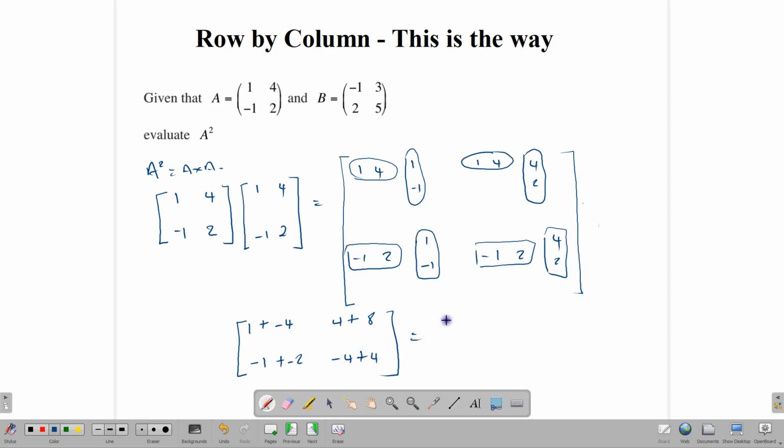Let's put those together and see what we get. So A squared is going to be equal to 1 plus -4, which gives us -3. 4 plus 8 gives us 12. -2 plus -1 gives us -3 as well. And -4 plus 4 gives us 0. And this is what A squared ends up looking like. Row times column, row times column, and we get our answer.